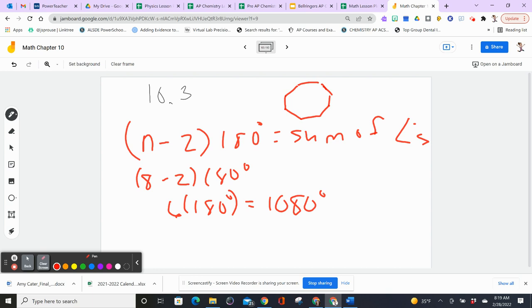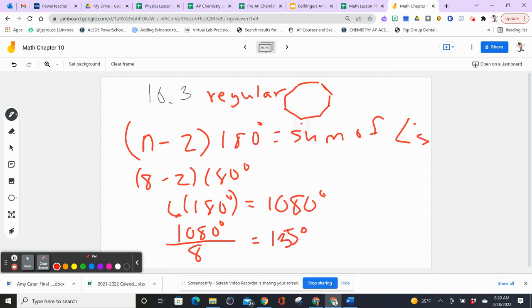But if this is a regular octagon, anytime you see that word regular, it means that all of the angles are the same. So if I have 8 angles and they're all regular, meaning they're all equal, I can take 1080, divide by 8, and that's going to tell me how many degrees each angle is. So that would be 135.